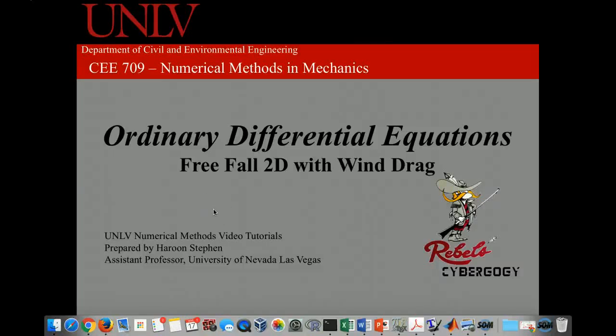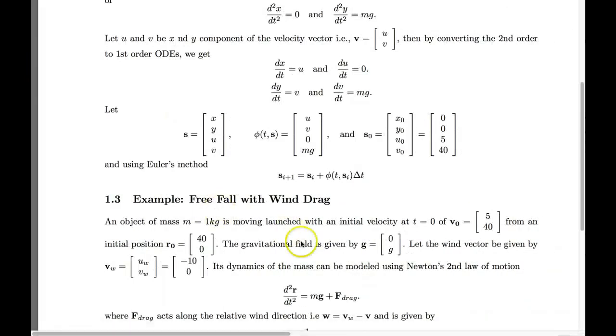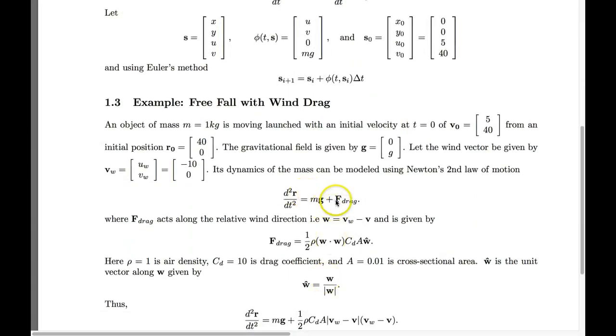This tutorial is sort of an extension of the free fall 2D problem with wind drag. Again, we will be solving a second order differential equation using Euler's method by converting it into first order differential equations, but we have an additional term. So instead of falling in vacuum or moving in vacuum, we also have some drag force because of the medium.